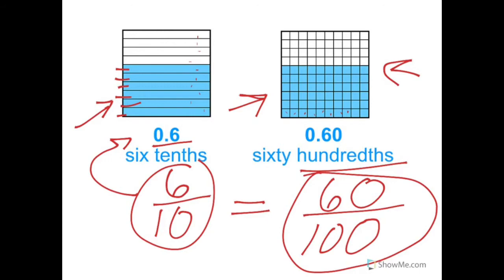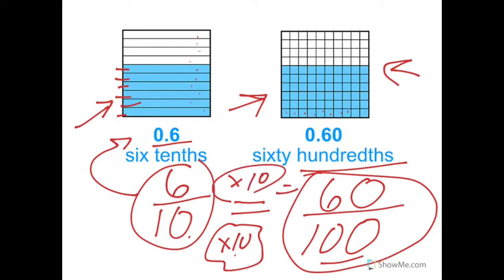These are equivalent. 6/10 is the same as 60 hundredths. 60 hundredths is just cut into smaller pieces. My magic number here would be times 10. 10 times 10 is 100. 6 times 10 gives us 60.